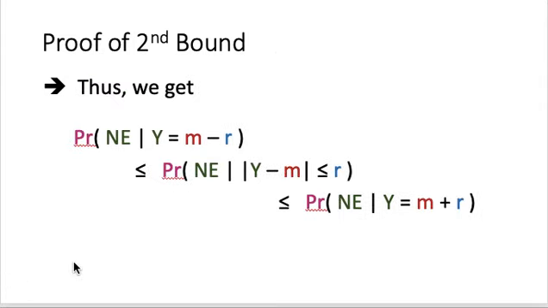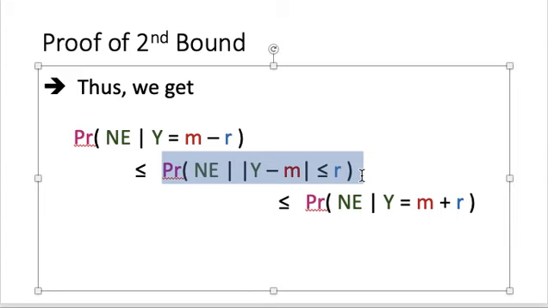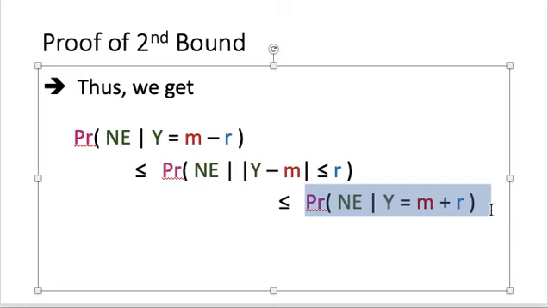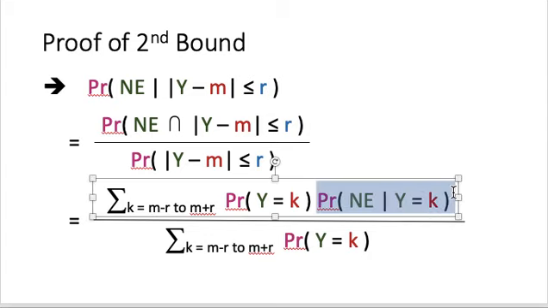Here, we claim that the probability of NE given y is equal to n minus r is going to be a lower bound for the desired term that we computed on the previous page, and this term is further smaller than or equal to the probability of no empty bins given y is equal to n plus r. The reason is when we replace this one by y is equal to n plus r, all the terms here, y is equal to k, will be less than or equal to the probability of NE given y is equal to n plus r.